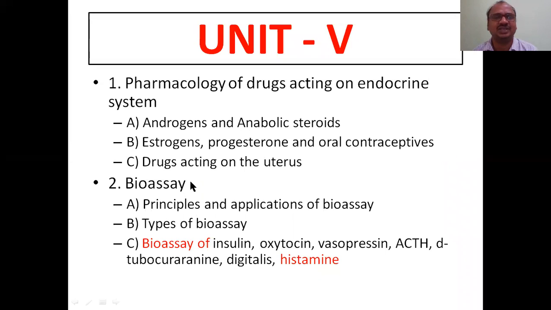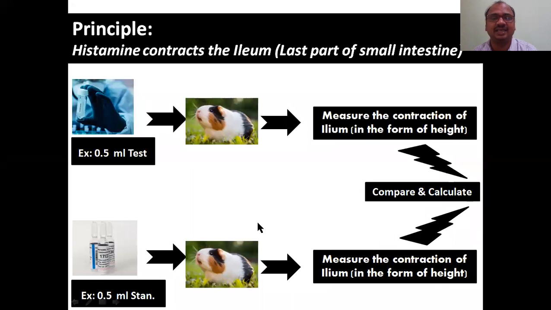This is the syllabus as per your university. Here, the point I have highlighted is the bioassay of histamine. Using ileum. Principle: histamine contracts the ileum. When you cut the ileum, take a small piece and add histamine, it contracts, it constricts. That is the main thing you have to keep in your mind. So that is the basic principle.